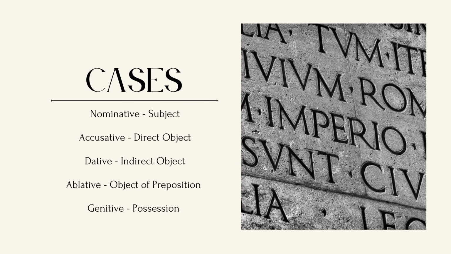First, let's talk about cases. Cases are essential to being able to read and understand Latin. So first, there are 5 cases in Latin. The nominative case, which is the subject, accusative, which is the direct object, dative is the indirect object, ablative is the object of the preposition, and genitive describes possession.